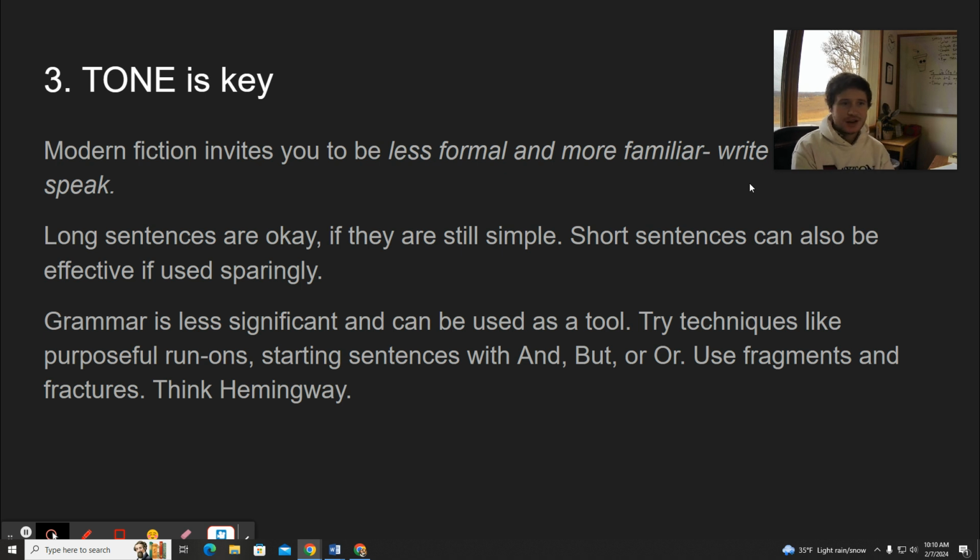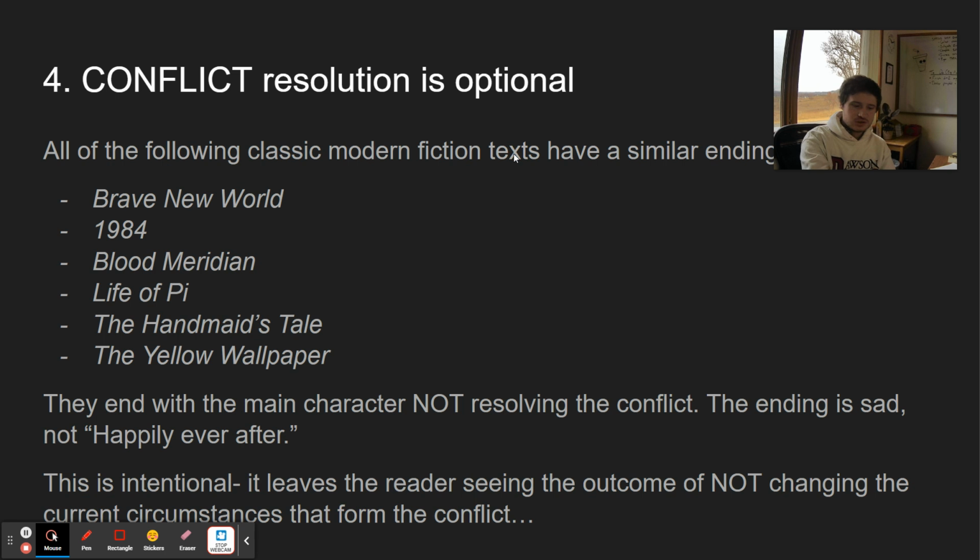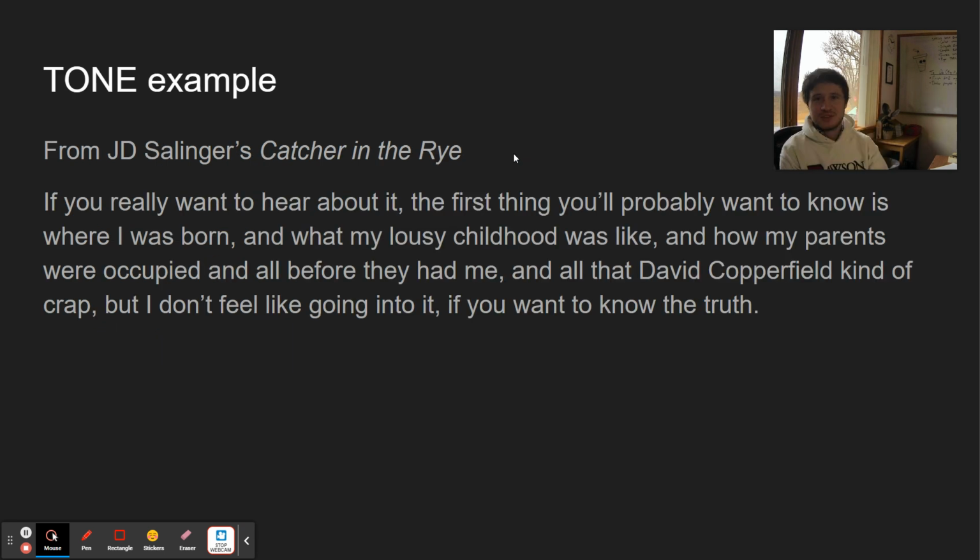So many authors have tried to be Hemingways. Even Paulo Coelho, mentioned earlier, Cormac McCarthy. So many people look at Hemingway and they're like, I want to write like that. So yeah, tone is key. Here's a great example of tone from J.D. Salinger's Catcher in the Rye. It's one of my favorite books of all time.